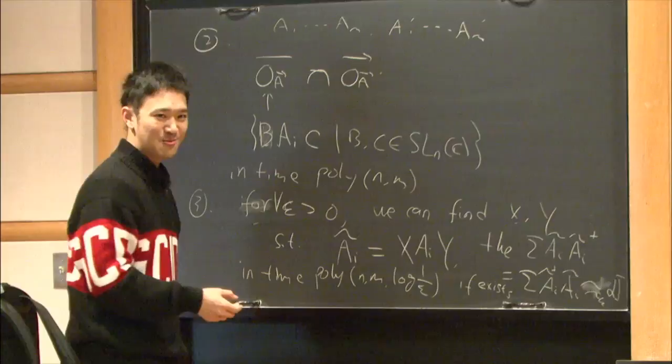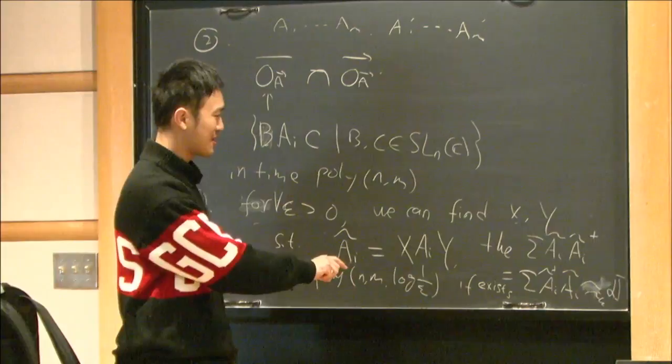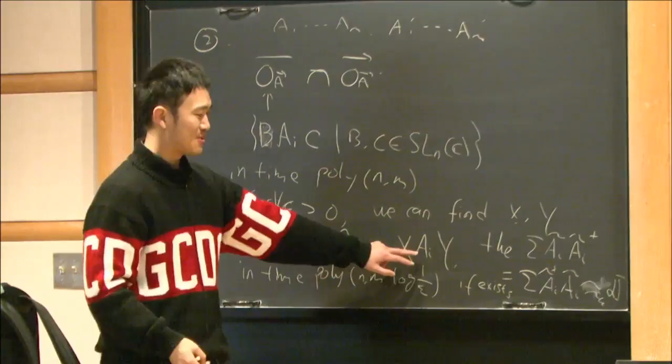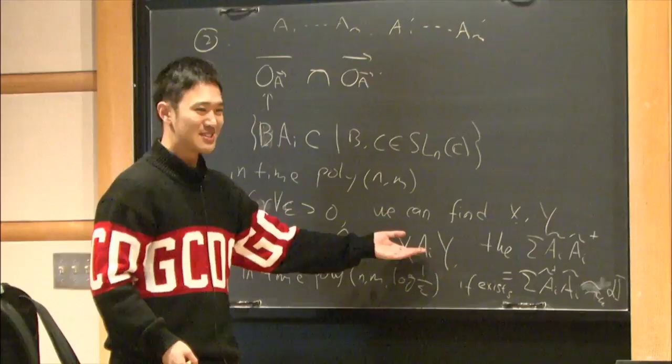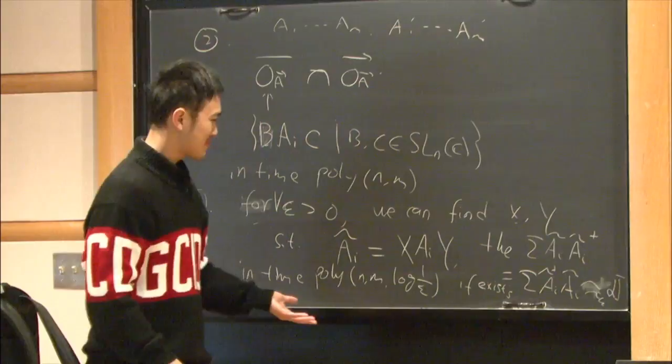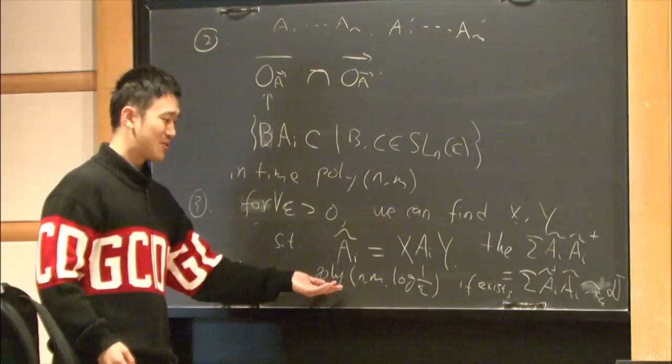Of course, there are some conditions. For example, there are cases when there is no such X and Y, for instance when the AI are rank degenerate. Like maybe all the AIs are equal and just rank one, then you cannot hope to get something that is identity. But if it exists, then we can find it in time polynomial in N and M and log 1 over epsilon.